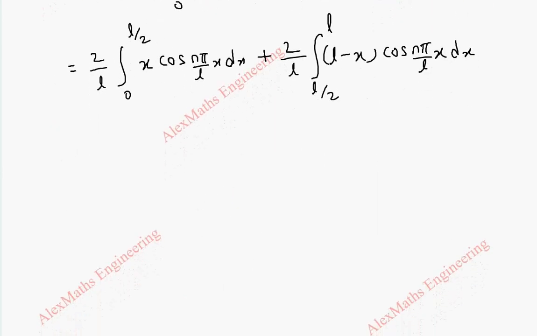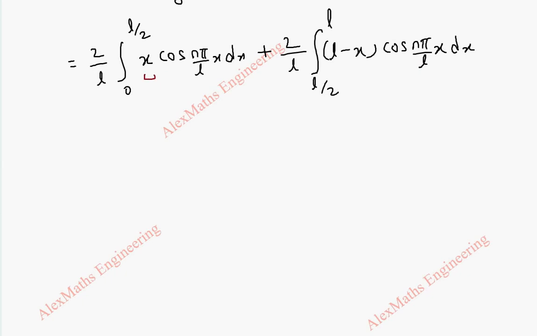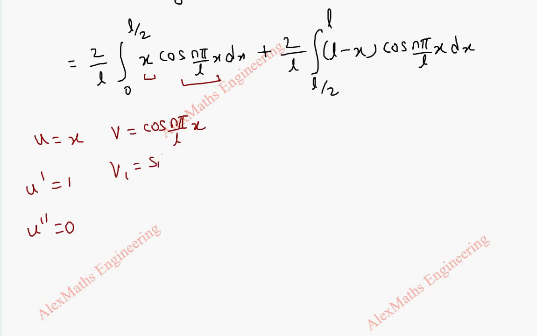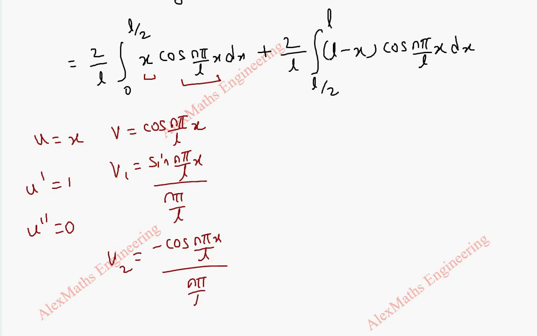And now we are going to use the Bernoulli's formula. So this part is u and this is v. U equal to x and v equal to cos n pi by L into x. So u dash is 1, u double dash is 0, and v1 is, this integration is sin n pi by L x by n pi by L, and v2 is minus cos n pi x by L by n pi by L whole square.